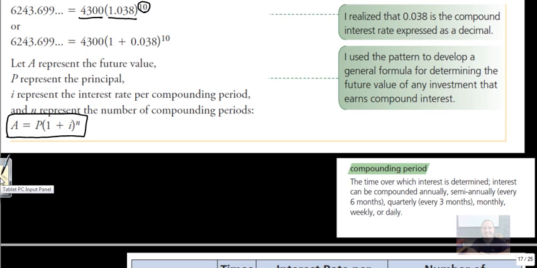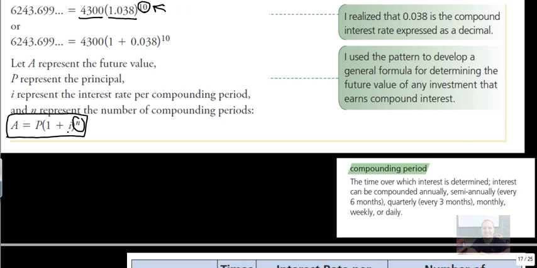Okay, a couple things I want to go over with this new formula. One is the n. Okay, n is the compounding period. So that is how many times does this interest get calculated? And in this case, it's once per year for 10 years. So that is 10 times. You see that? That's where this 10 comes from.